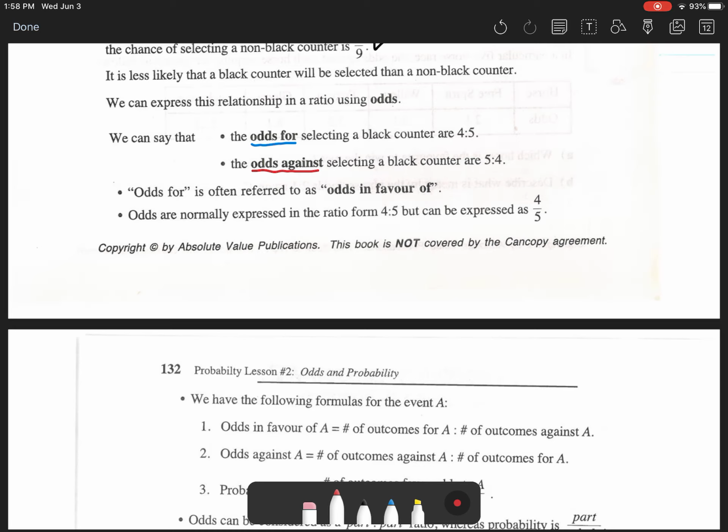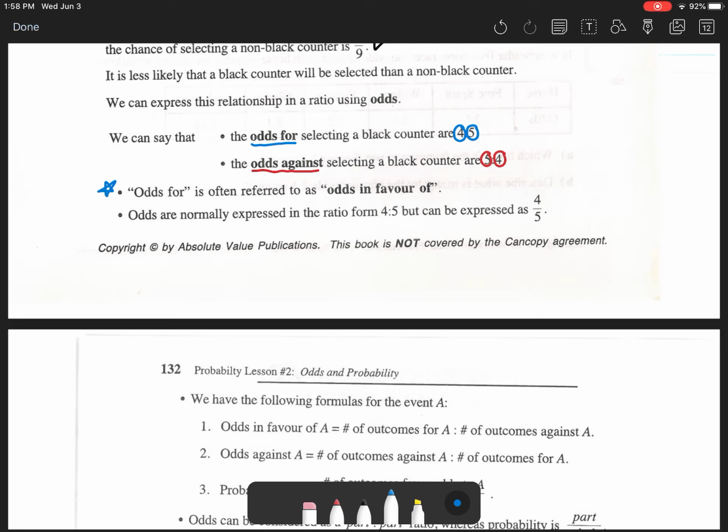So the way we read these numbers is, okay, I want the black counter. So this would be black counter to not black counter, okay, because it's 4. What I want comes first. Odds against is what's against me versus what would be for me, okay? So odds for and against, the words for and against are very important when you're reading that expression. Odds for, what we have here in blue, is often referred to as odds in favor of.